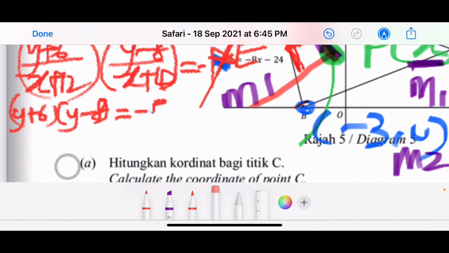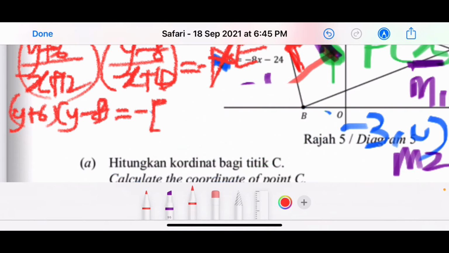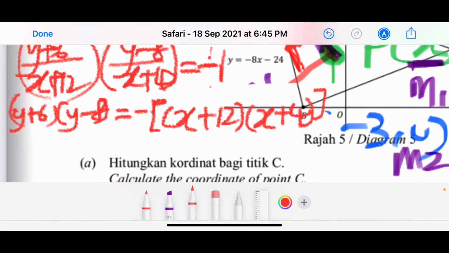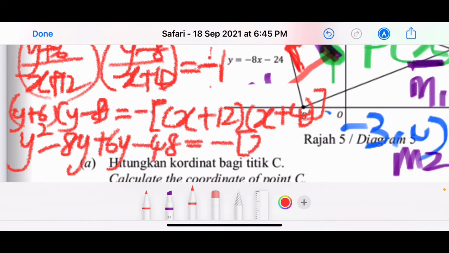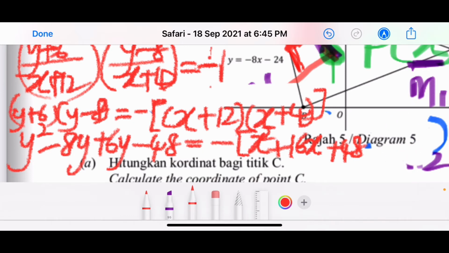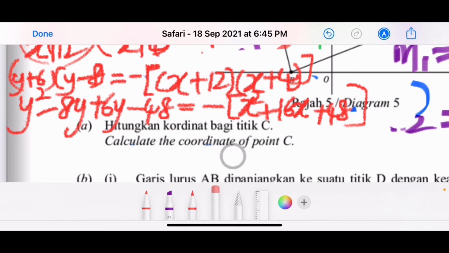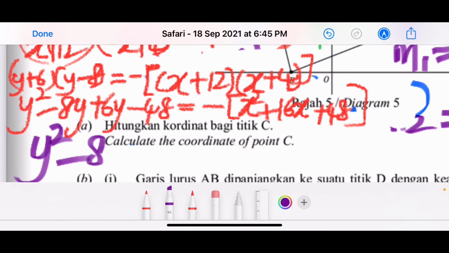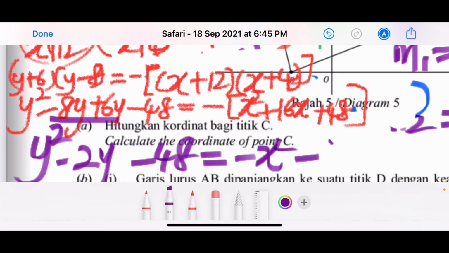Okay, let me erase. Negative 1 times x plus 12 times x plus 4. So I'm going to expand: y squared minus 8y plus 6y minus 48 is equal to negative x squared minus 16x minus 48. Looking at both sides, we also have 48. So if I simplify further, I will get y squared minus 2y minus 48 equal to negative x squared minus 16x minus 48. Looks like I can cancel out the minus 48.